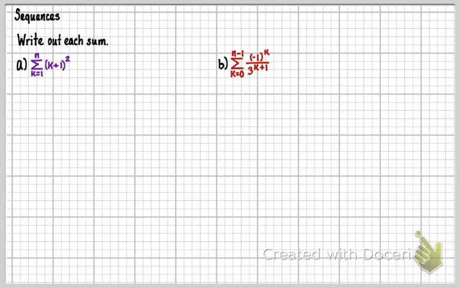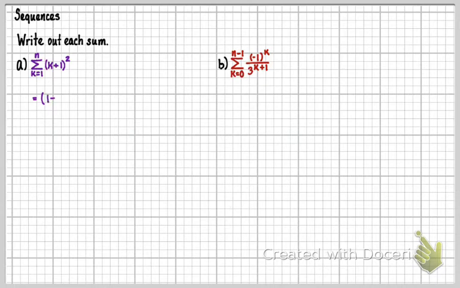Write out each sum. So what we're going to do is write these sums out here. The first thing to notice is this here. That is my sequence. And I'm starting at k equals 1, so I'm really starting at the A1 term, so to speak. And where I'm going to end is at n. So what that means is I'm just going to plug them in. For my first one, where k equals 1, I plug that in for this k here.